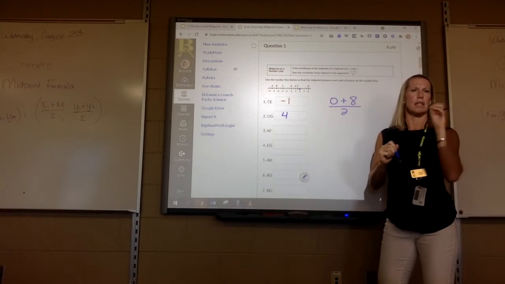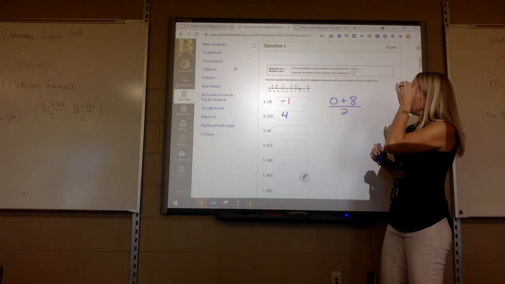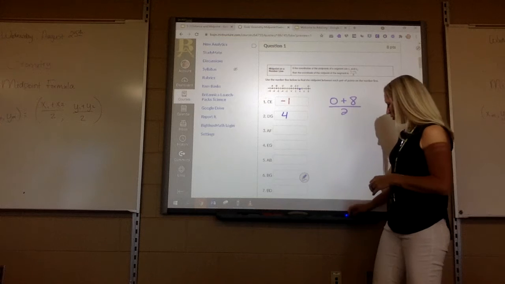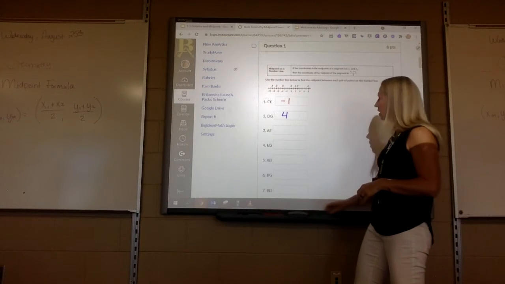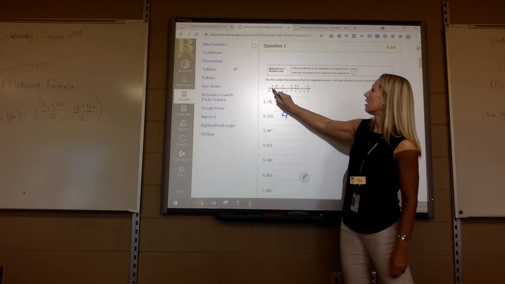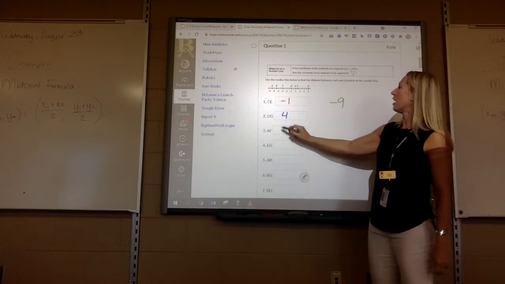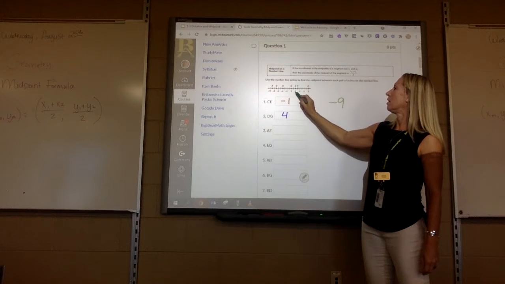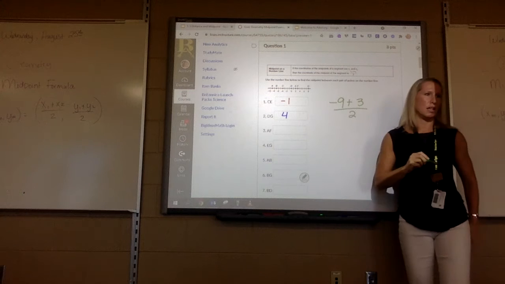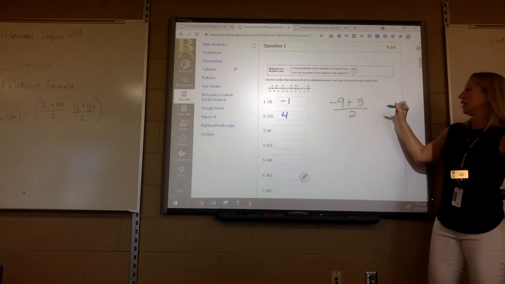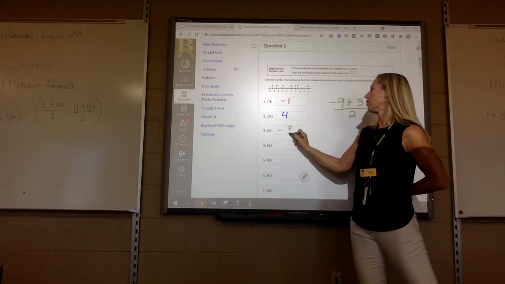You also might get decimals. It's okay to get a 0.5. Let's do one more, just to make sure you guys got it. What's the location of A? -9. What's the location of F? 3. So -9 plus 3 is -6. -6 divided by 2? -3.